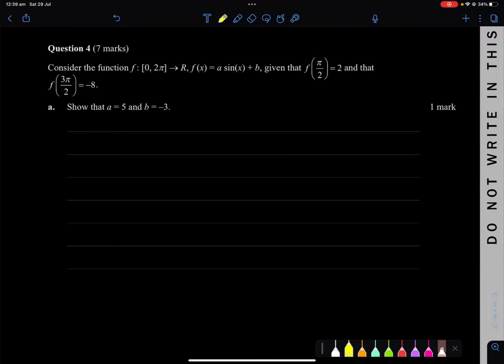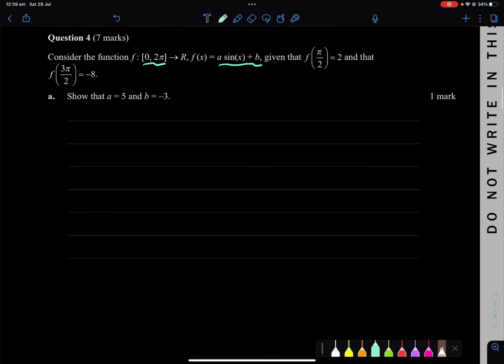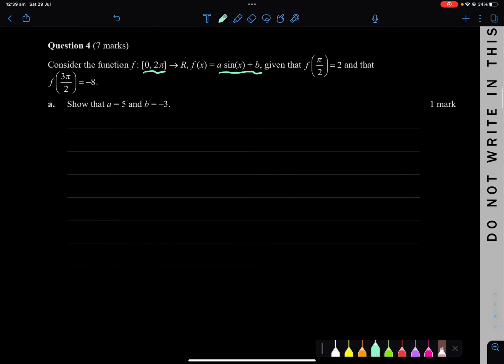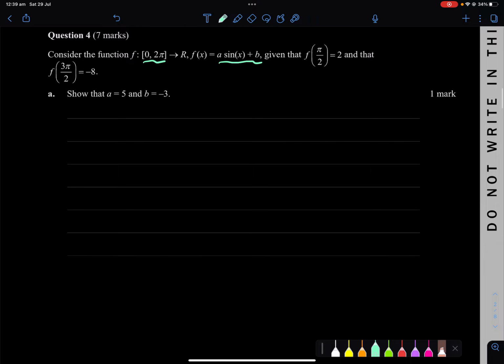Consider the function f, restricted from 0 to 2 pi. f of x is this, given that f of pi over 2 is equal to 2 and f of 3 pi over 2 is equal to negative 8, show that a equals 5 and b equals negative 3. We can make two simultaneous equations and solve them. When f of pi on 2 is equal to 2, if we sub in, it will be 2 equals a sine pi over 2, and sine pi over 2 is 1, plus b, which means 2 equals a plus b.